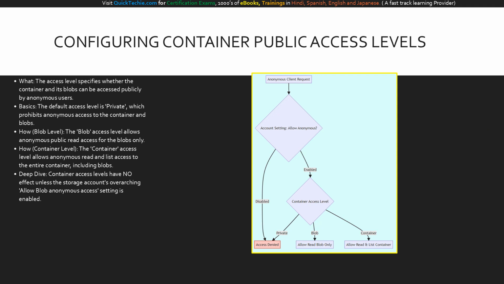Security is paramount, and configuring the correct public access level for your container is a critical administrative task. When you create a container, the default access level is always private. This securely prohibits anonymous access entirely, making data visible only to authorized users. If you are serving public content, like images for a public website, you might choose the blob access level, which allows anonymous read access for individual blobs if the user knows the exact URL. Alternatively, the container access level allows anonymous users to read blobs and actually list the contents of the entire container.